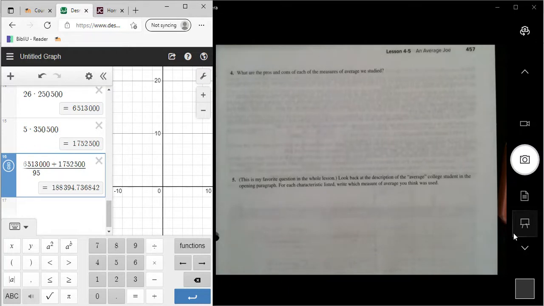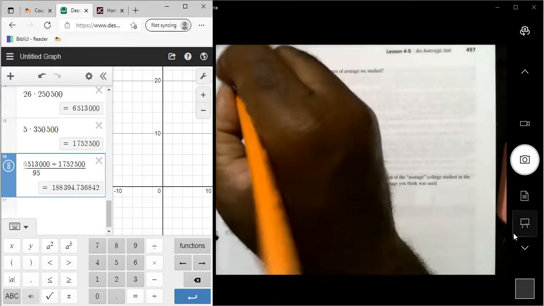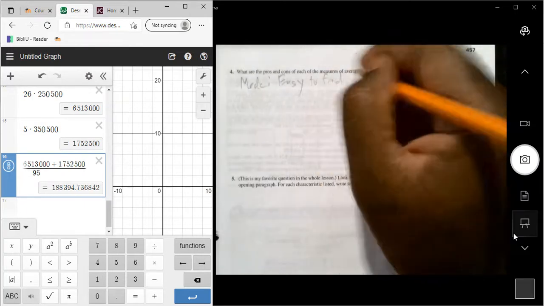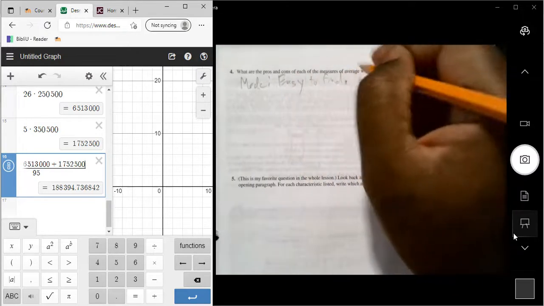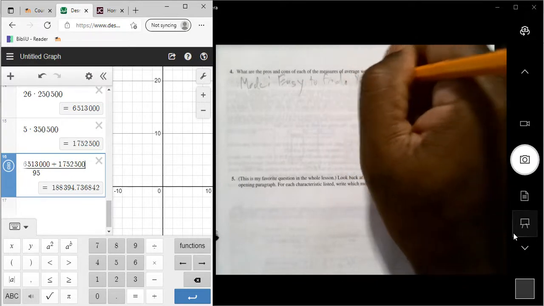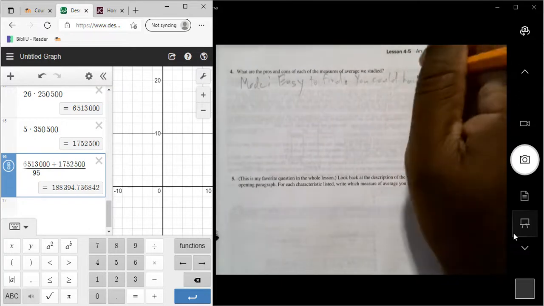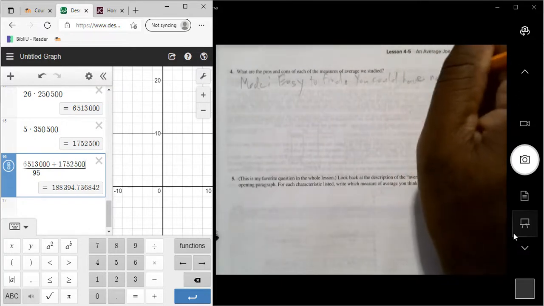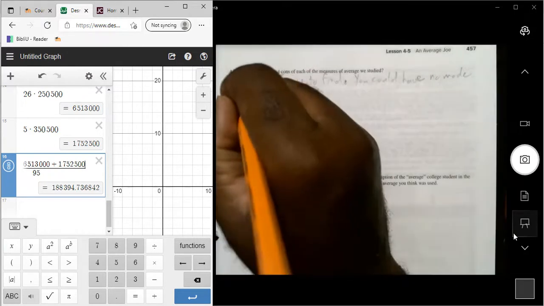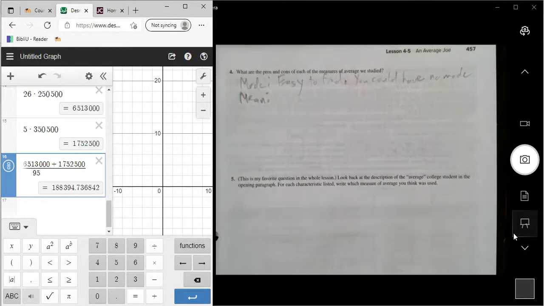All right, so with number 4, the pros and cons of each of the measures of average. Okay, 1, mode is easy to find. That's a pro. So I'm going to list the pro first and the con second. It's easy to find, and then the con is that you could have no mode. That could be a con, because depending on the situation you're talking about, having no mode could actually be a problem. And of course, like I said, these are just general statements here.